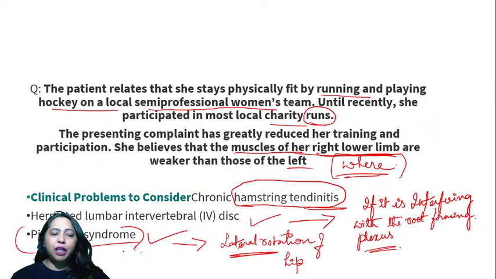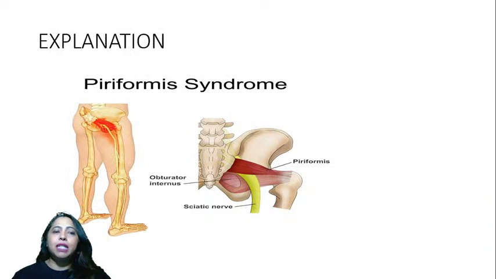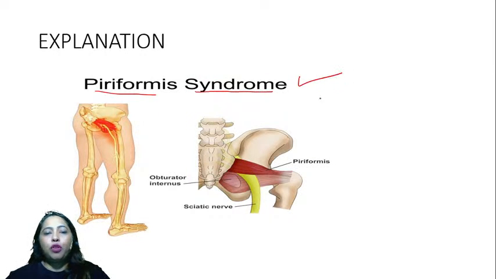I feel it is the Piriformis syndrome because she is mentioning the muscles on the right side and the left side. Now, clinical problems that you can consider: they look different because of inactivity. The muscles sometimes shrink in size because of underuse. So that could be one of the reasons. Let's see what explanation you can talk about. Okay, so this is the answer, Piriformis syndrome.